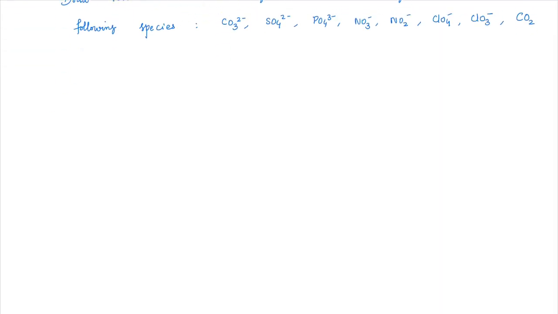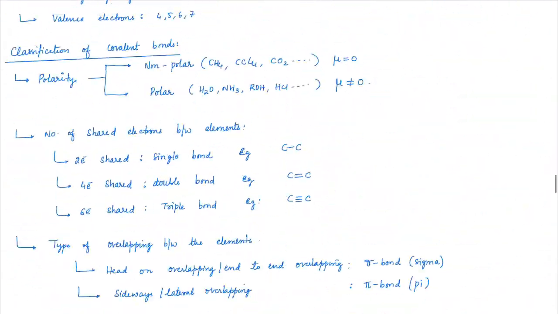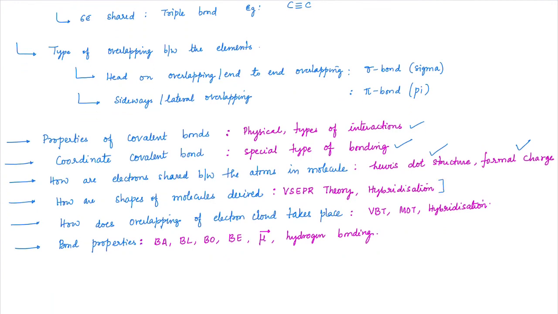So this ends the covalent part of this. If you just go back here, so we started off with these 2 points here today. So we learned about formal charge and all the Lewis dot structures. Right. So next session we'll be learning about VSEPR theory, hybridization, VBT. MOT will take some time.